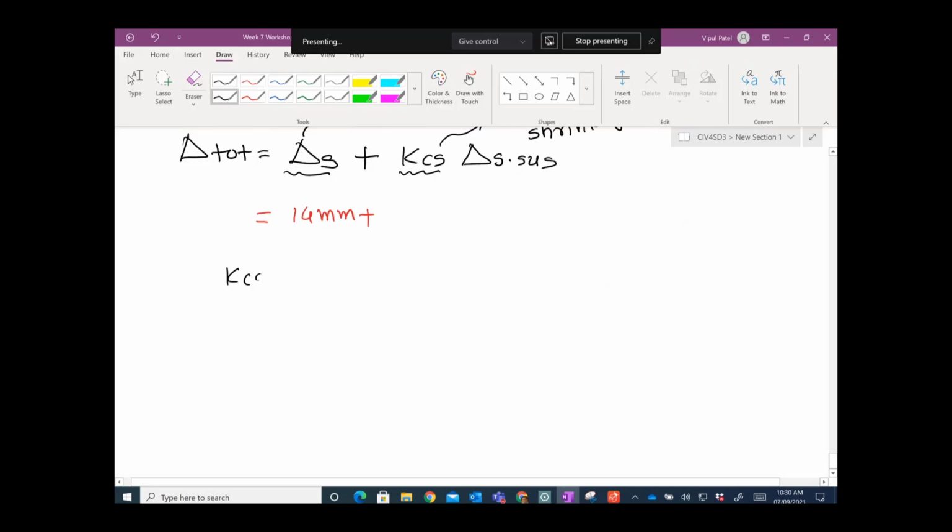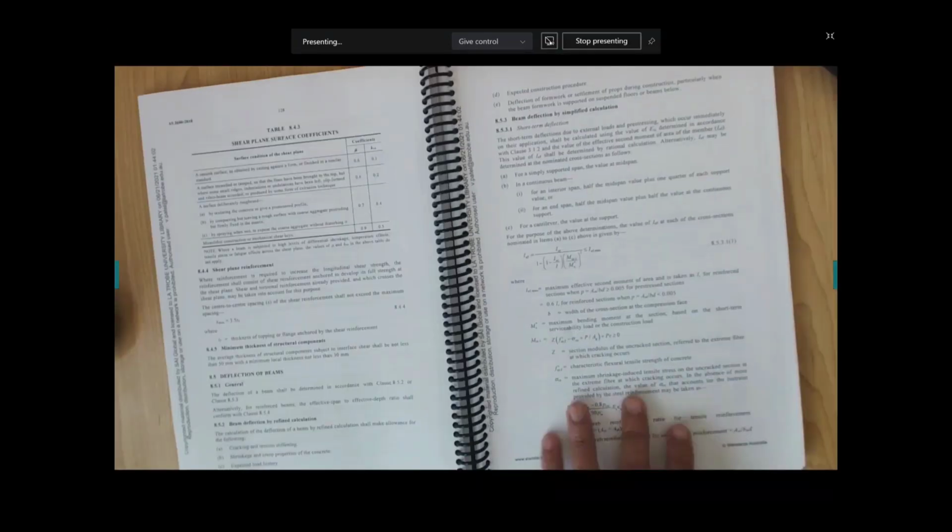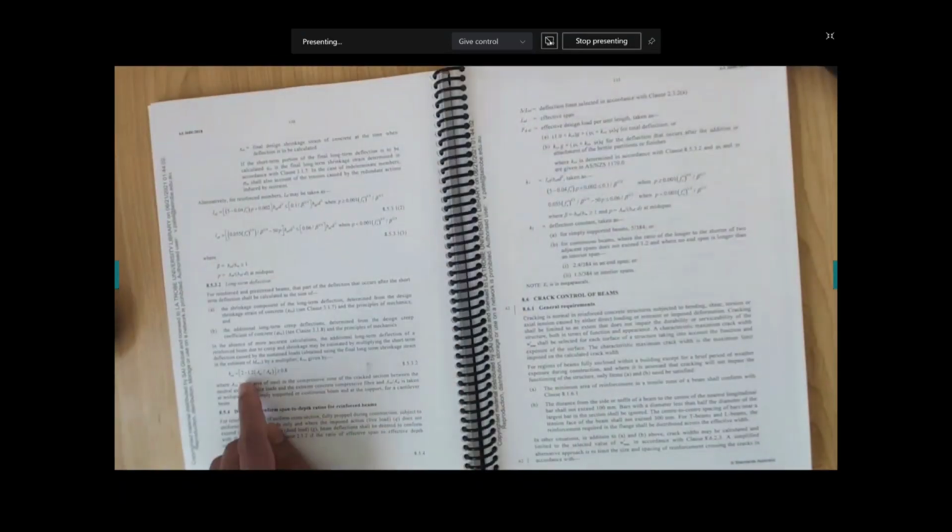Now let's talk about KCS. KCS has this creep and shrinkage. If you turn the page over, you have these equations, basically 2 minus 1.2 ASC over AST. If ASC is equal to AST, then you have 0.8. You can see if you put equal concrete compressive and tensile reinforcement, then this will be equal to 0.8. You can reduce the deflections significantly.